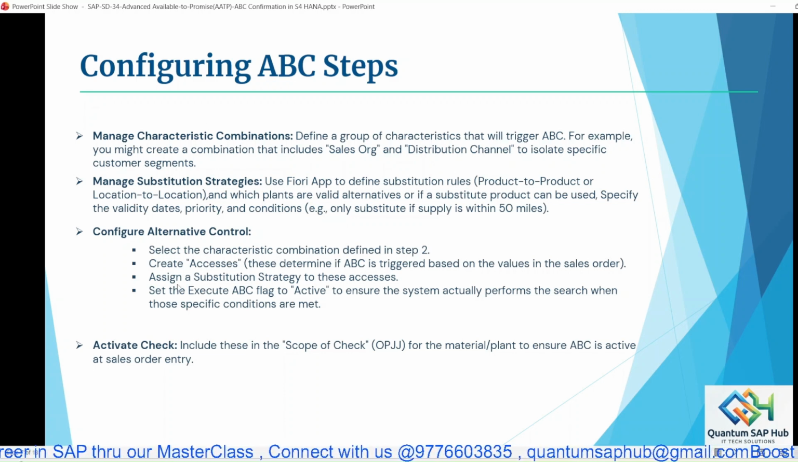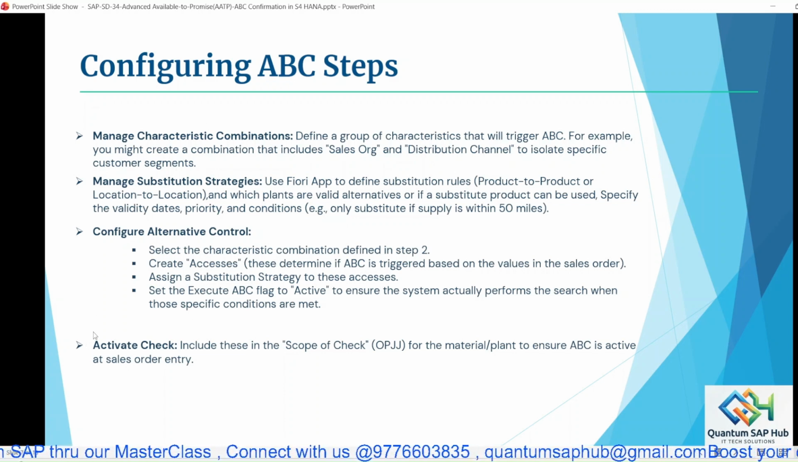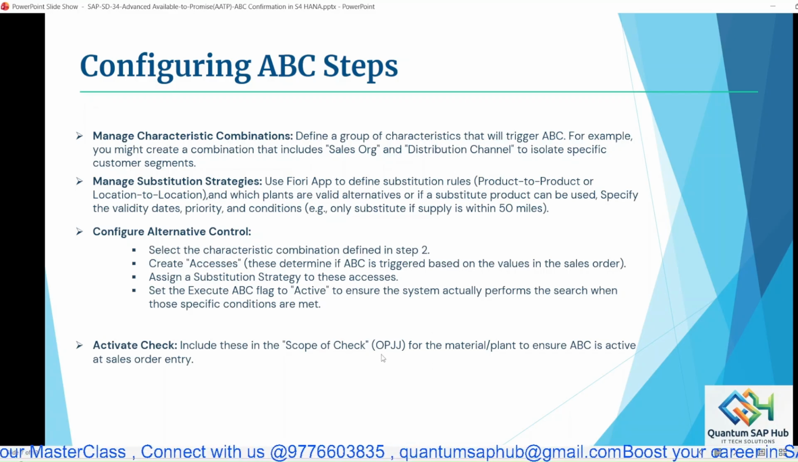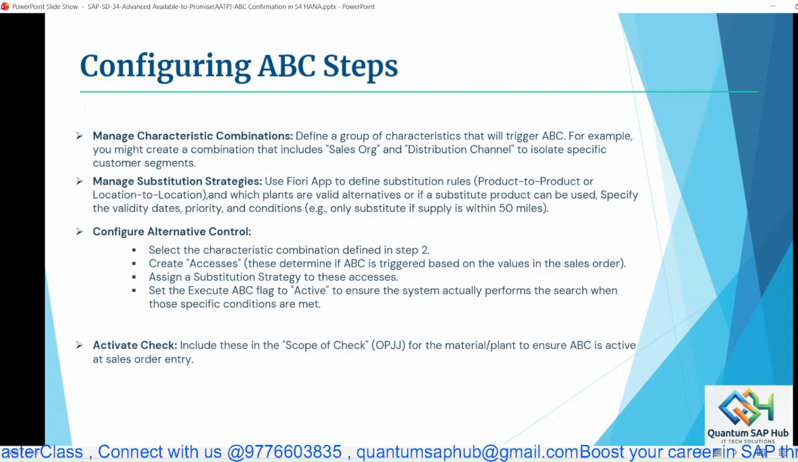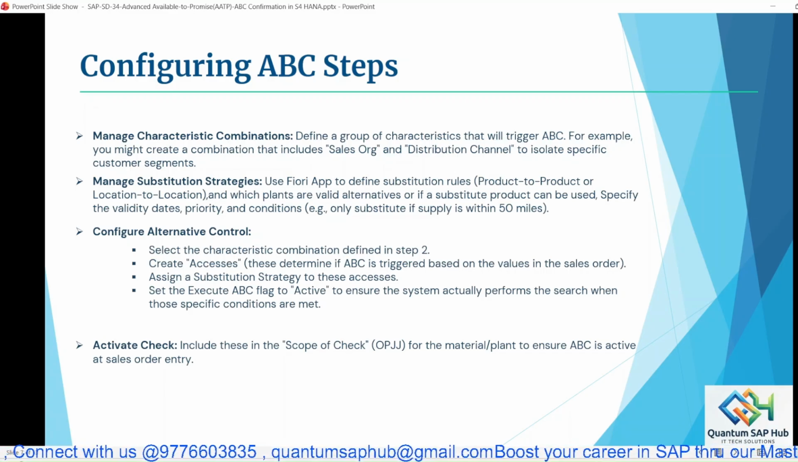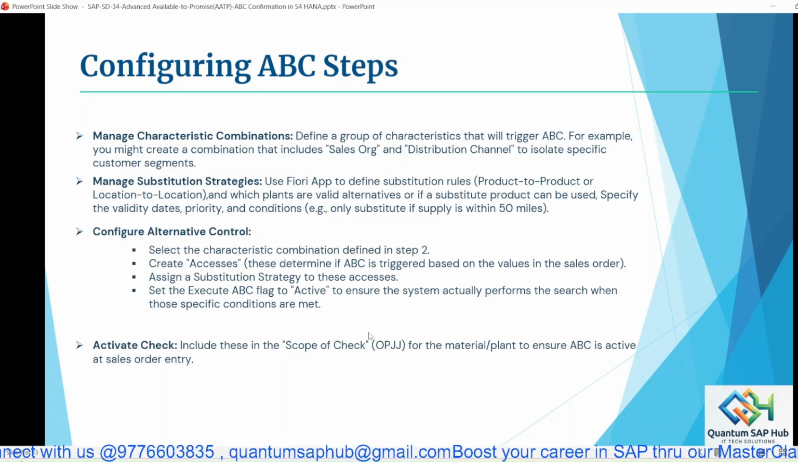In order to do all this, there is a prerequisite: when you are creating an availability checking group, you should activate the check and make it AATP active. So we ensure that ABC is active at the sales order window.